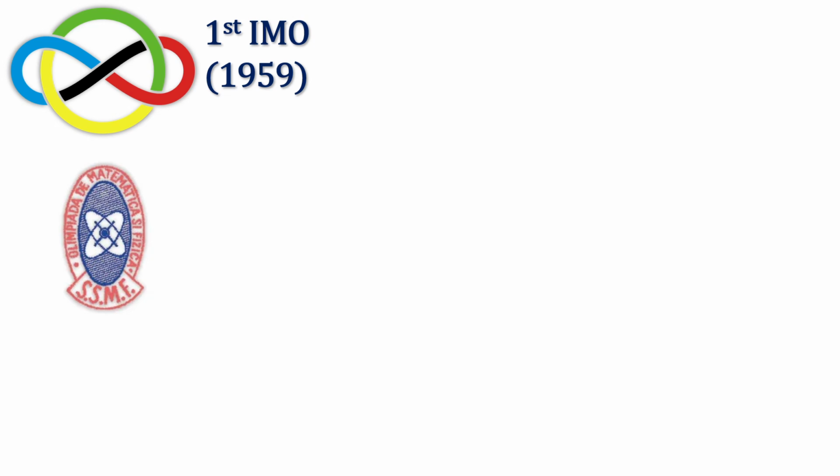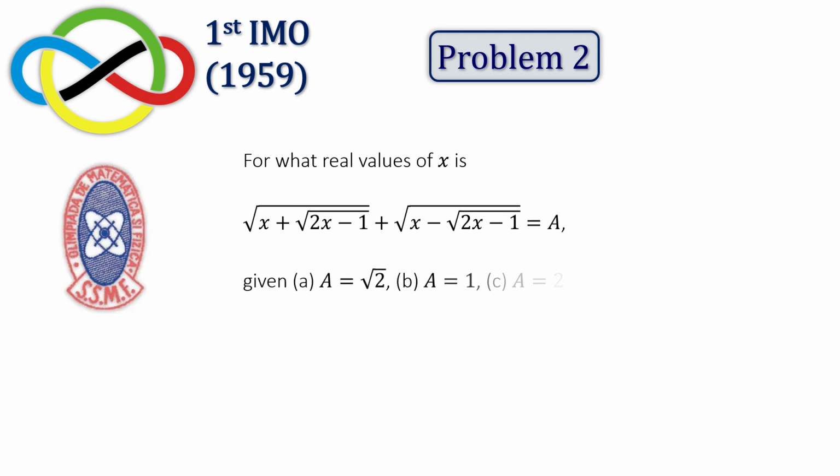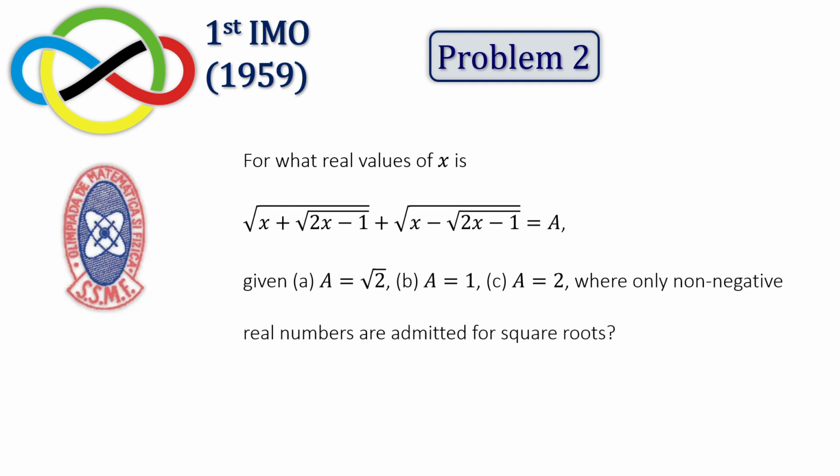Today, we are solving the very first algebra problem in the International Mathematical Olympiad. This is problem 2. The problem states: for what real values of x is the square root of (x plus the square root of 2x minus 1) plus the square root of (x minus the square root of 2x minus 1) equal to a, given a equals square root of 2, a equals 1, a equals 2, where only non-negative real numbers are admitted for square roots.